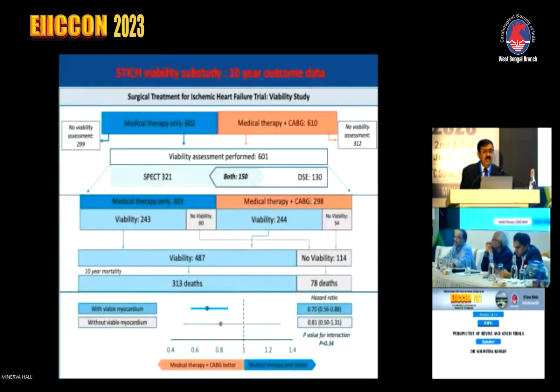And then coming to the STITCH viability sub-study 10-year outcome data. It mostly banked on SPECT, and you see medical therapy alone and medical therapy plus CABG. When these groups are concerned, overall, in terms of demonstration of viability, no significant difference in the hazard ratio. But with viable myocardium, you can see that patients tended to do better with medical therapy plus CABG compared to medical therapy alone. So if you do revascularization with viable myocardium, at the end of 10 years you do benefit from CABG. That was the outcome of the subgroup study, the STITCH viability sub-study.